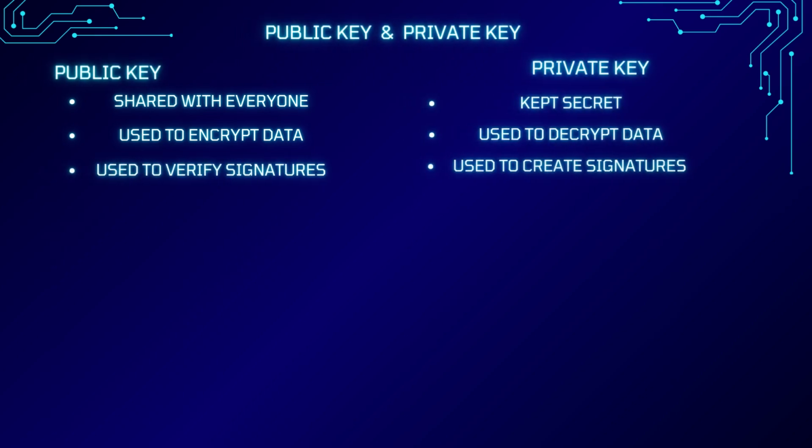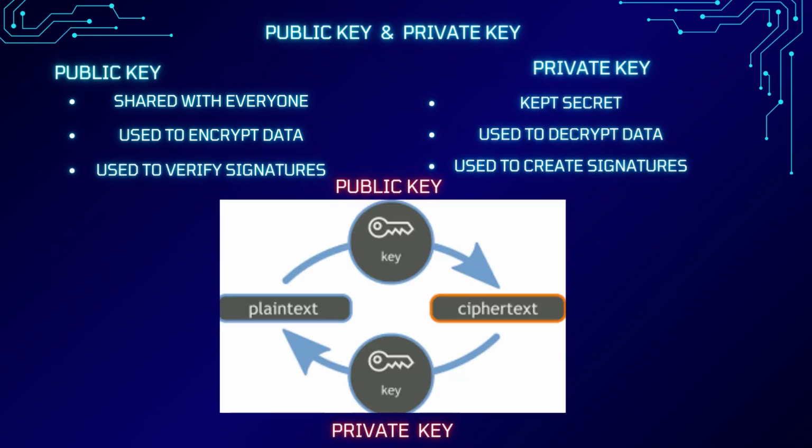So now let's see how the two keys work together. The public key is shared openly. Its purpose is to encrypt the data, and it's also used to verify the digital signature. The private key is always kept secret, and its main work is to decrypt the data, and it's also used to create a digital signature. If anyone wants to send you a secure message, they encrypt it with your public key and you decrypt it using your private key.